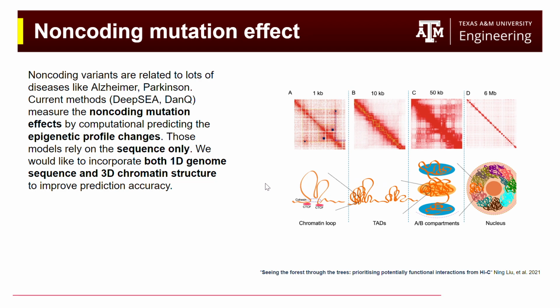Current methods measure the non-coding mutation effects by computationally predicting the epigenetic profile changes. Those models rely on the sequence only. We would like to incorporate both 1D genome sequence and the 3D chromatin structure. We can see the folded DNA sequence, like the topologically associating domain. We hope the far in 1D but closer in 3D genome information can help the epigenetic profile prediction.